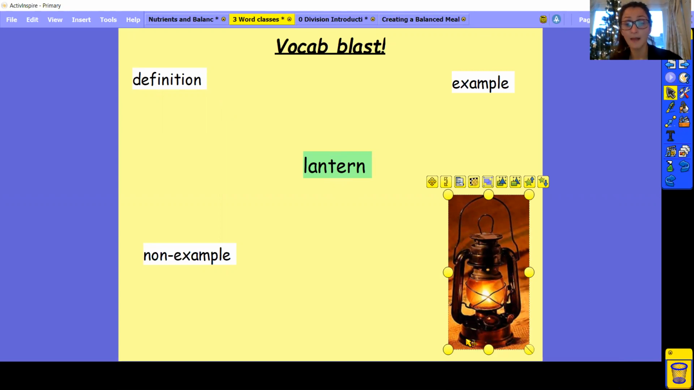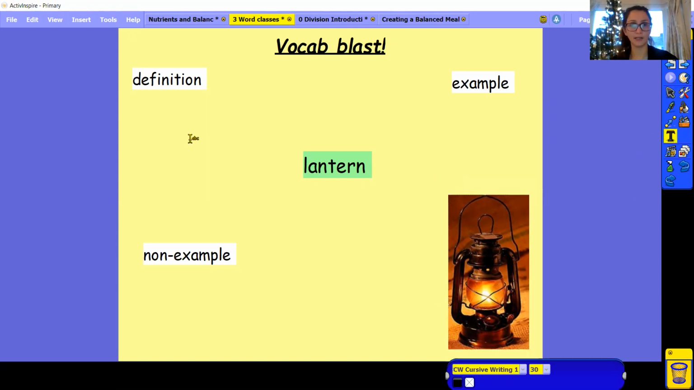And it was a big metal casing, and in here there would be a glass bit, okay? So they could put the candle in there, and light the candle, and light would shine from the glass, okay? And this handle here was where they could either hold it with their hand or they could hook it onto somewhere, okay? So we have got our definition.